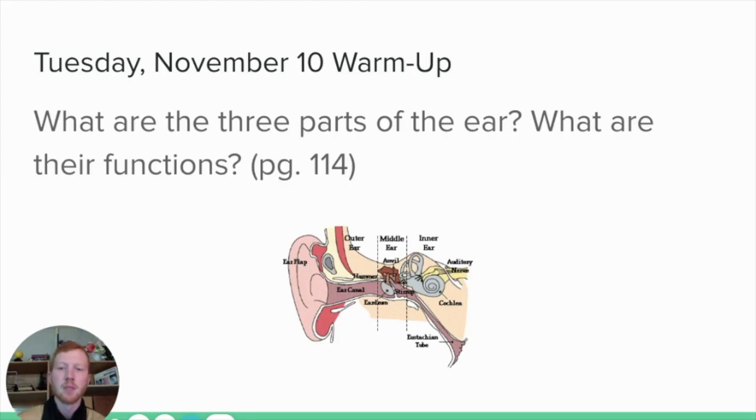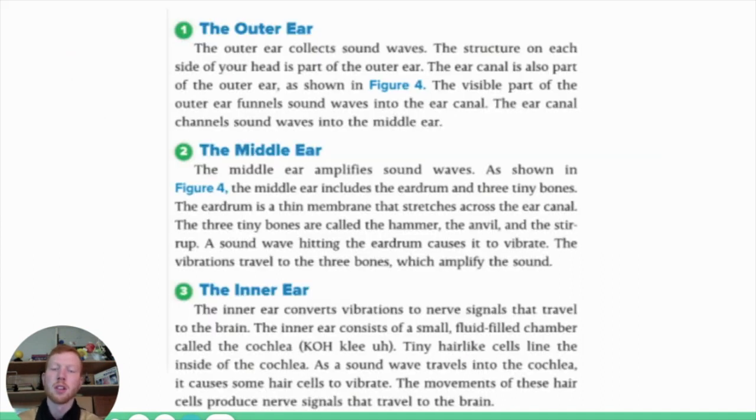Let's go over the warm-up today. Today's question is, what are the 3 parts of the ear and what are their functions? You can find this on page 114. As you're aware, we've been talking about waves and how waves can carry sound, which is why you can hear me right now through your earbuds. The 3 parts are the outer ear, the middle ear, and the inner ear. I need more detail than just listing those 3 things. Tell me what they do. In order to do that, you need to read under each of these. Let's go ahead and do that.